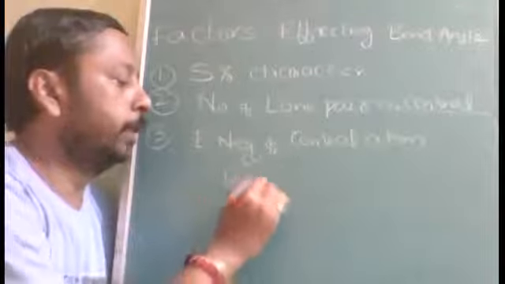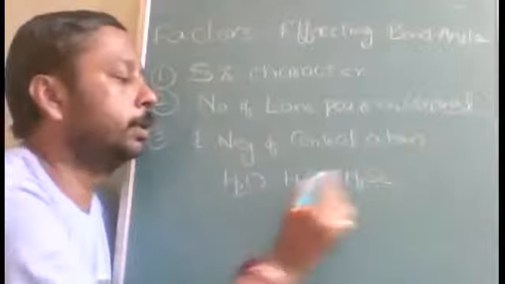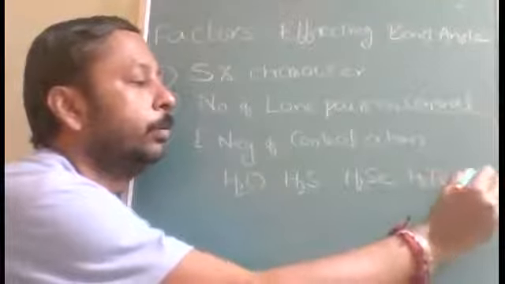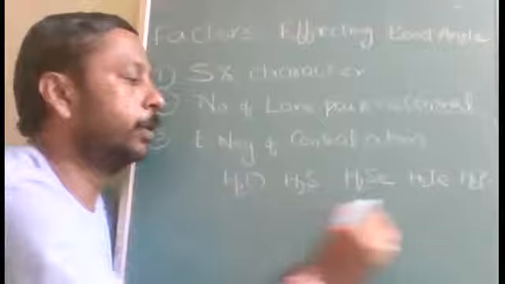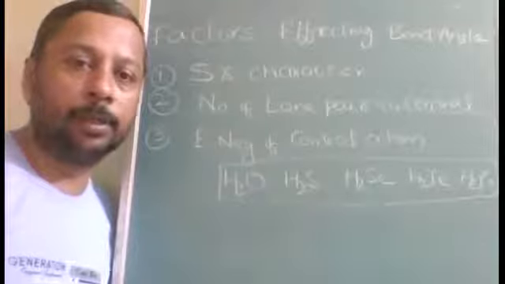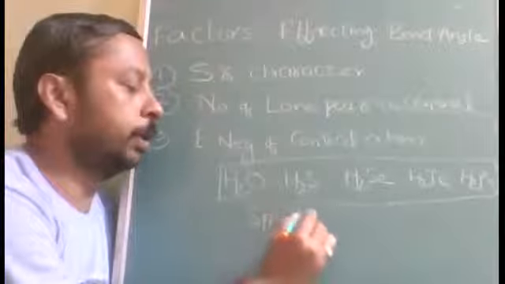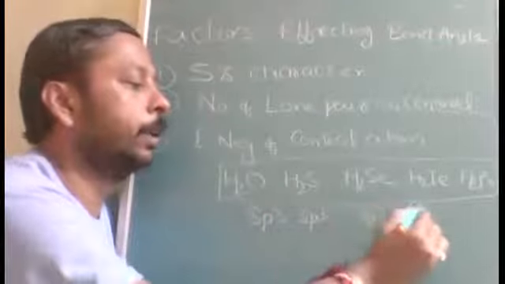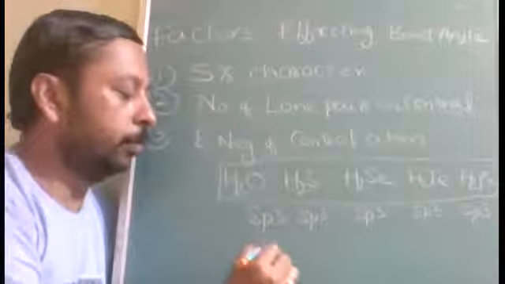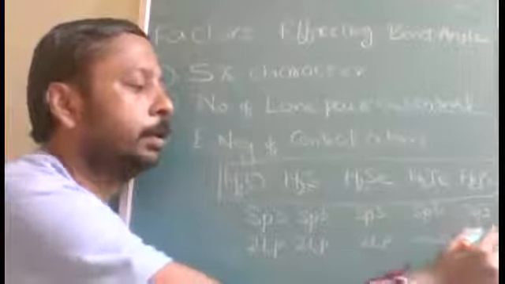I will take the example of H2O, H2S, H2Se, H2Te, and H2Po: oxygen, sulfur, selenium, tellurium. These are the hydrides of group 16. Once you find out the hybridization, all you will find is sp3 only. And all will have two lone pairs.